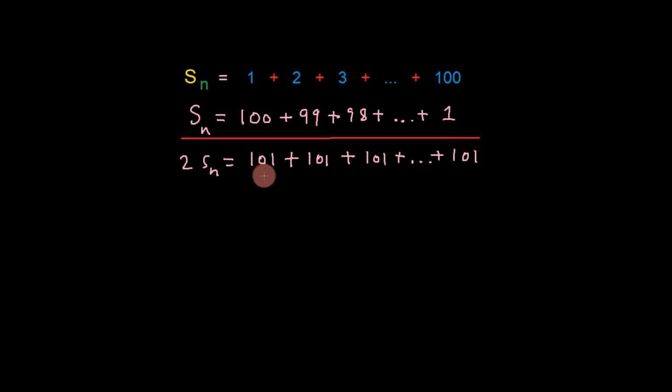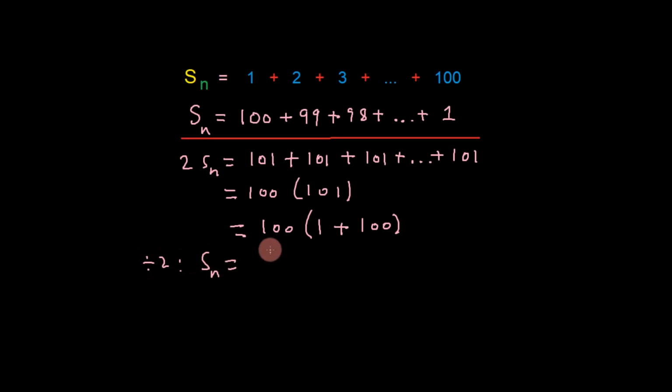Now, when we add something to itself n times, it's the same as multiplying that thing by n. So here we are adding 101 to itself 100 times. So it's the same as 100 times 101. Now, note that the 101 is basically the first term, which is 1, plus the last term, which is 100. We now divide by 2. So we get S sub n, 100 divided by 2 is 50.